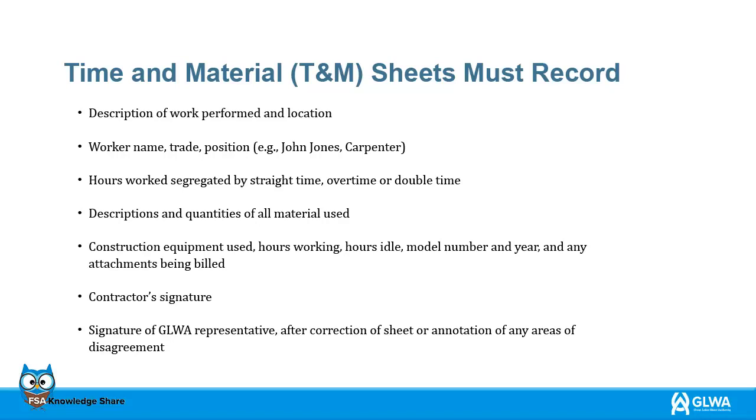You need to list construction equipment that was used, the hours working, any idle time, model number and year of the equipment, and any attachments that are being billed. Contractor's signature needs to be on the time and materials sheet along with the signature of GLWA representative, after correction of sheet or annotation of any areas that were disagreed on.